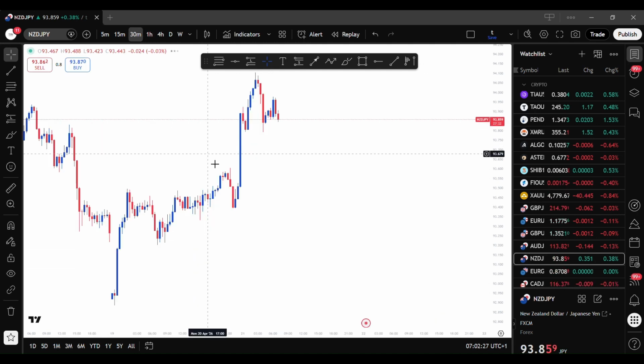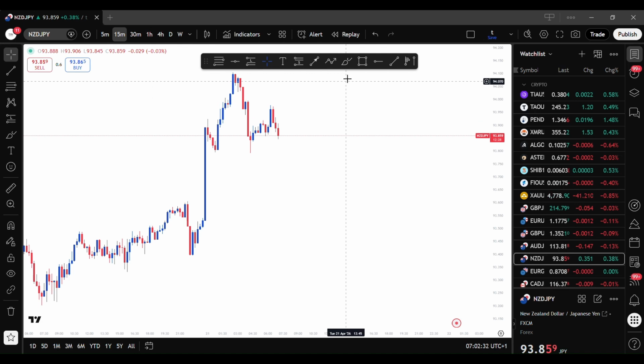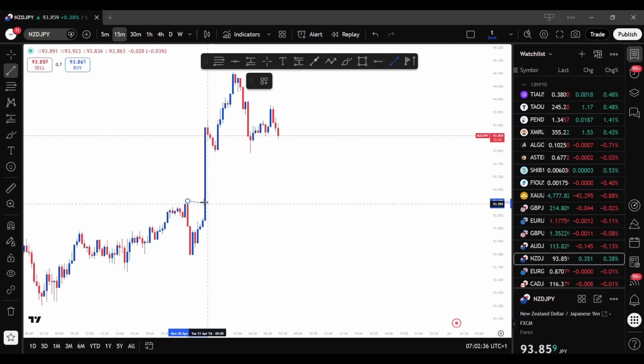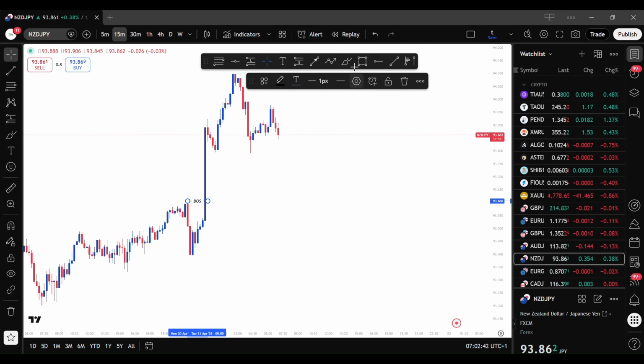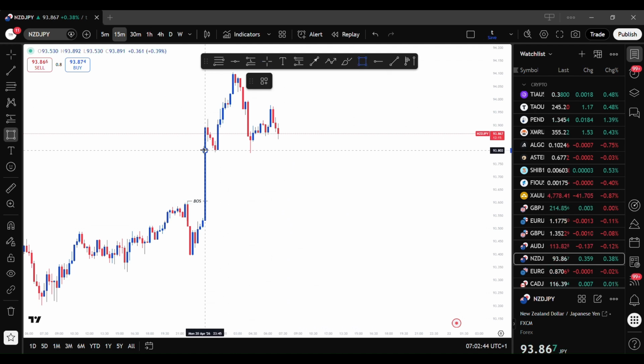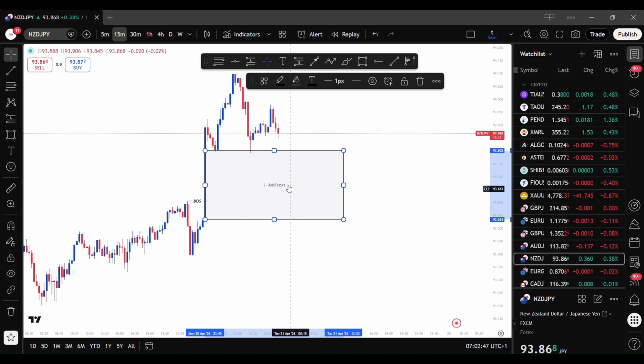If we go to the 30 minutes, you can see this break of structure here. That's what I'm looking at. On the 15 minute, I'll say this is the break of structure here. This is the break of structure, and this is an FVG we have here. There's an FVG we have here.